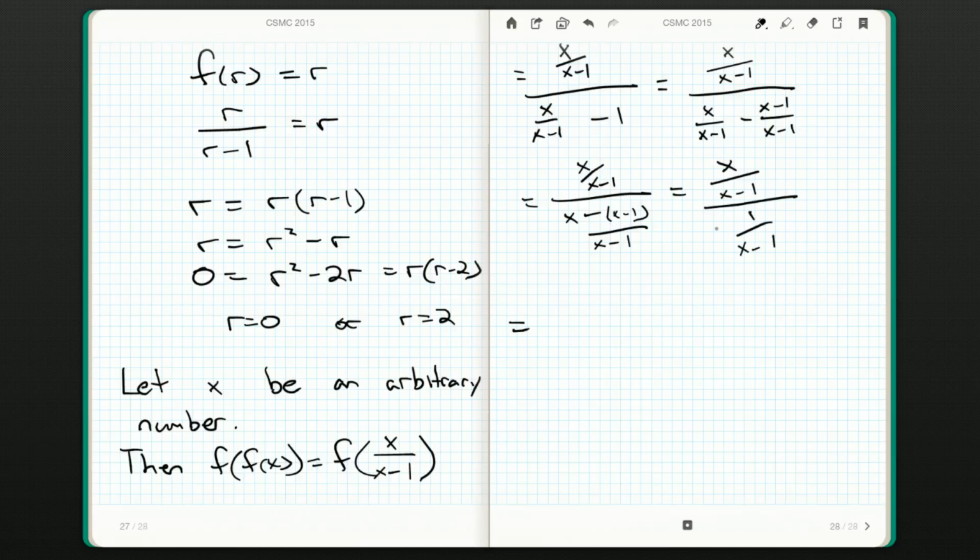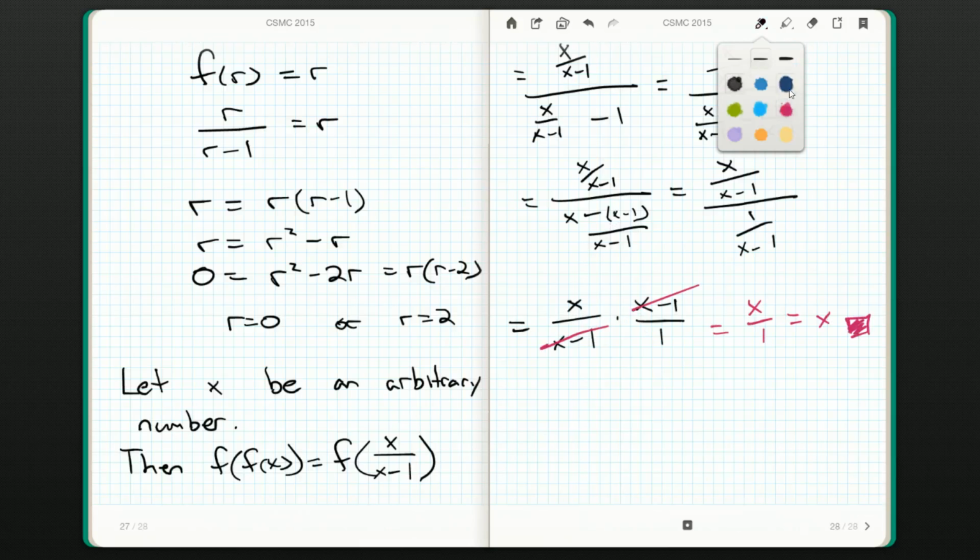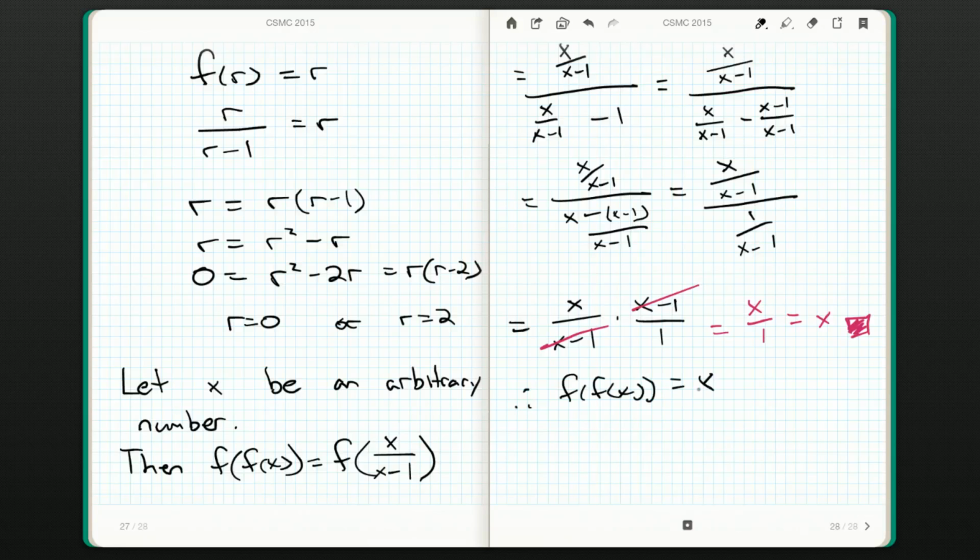Okay, and now you can either cancel out the x minus 1s or you can invert and multiply. So we invert the bottom fraction and we multiply, and when we do that, then these numbers cancel out, and we're left with x over 1, which is x. And we put a little box to show, hey, we did what we were told to do. So f of f of x is equal to x. And we just showed it.